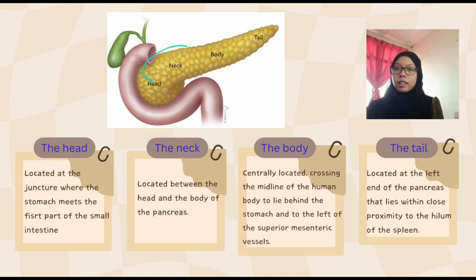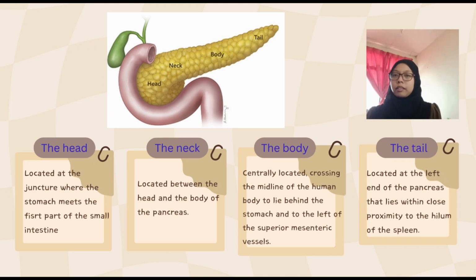The central section of the pancreas is called the neck or body. The neck is located between the head and the body of the pancreas. It overlies the superior gastric vessel, which forms a groove in its posterior aspect. Next, the body is centrally located, crossing the midline of the human body to lie behind the stomach and to the left of the superior gastric vessel.